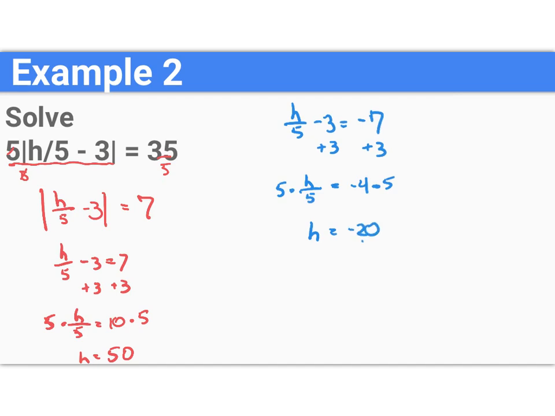So now if I stick negative 20 back in, negative 20 divided by 5 is negative 4. Negative 4 minus 3 is negative 7. The absolute value of negative 7 is positive 7, times 5 is 35. So it all works. I wanted to stress that with two examples: when you have absolute value, there are two possible answers. And you're going to have to check and make sure that you get two answers and that both of them work.